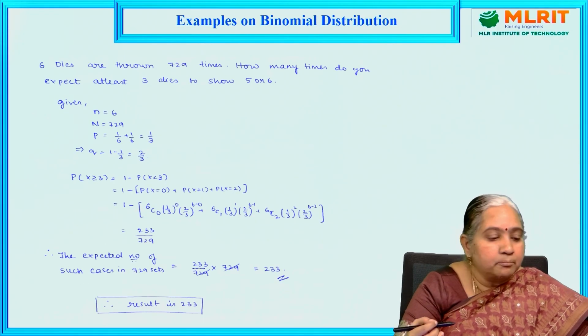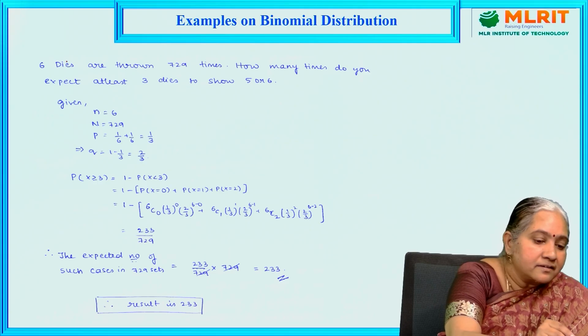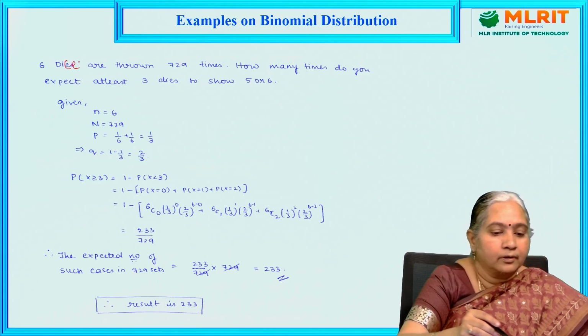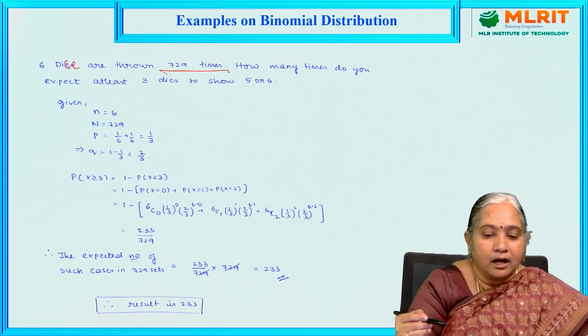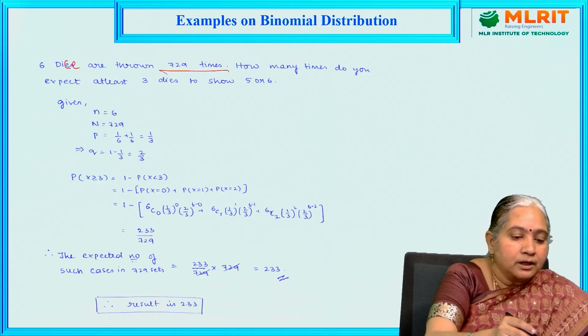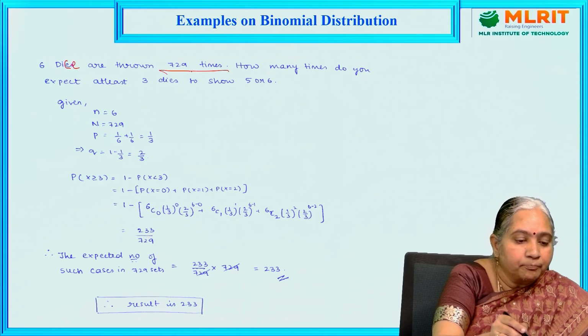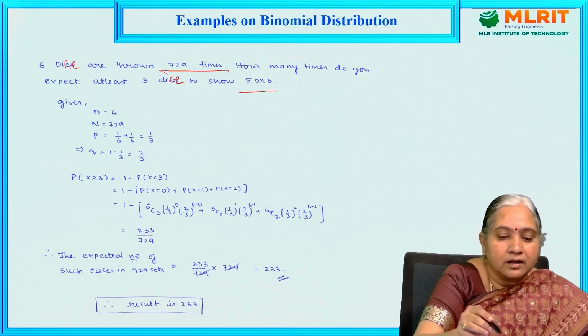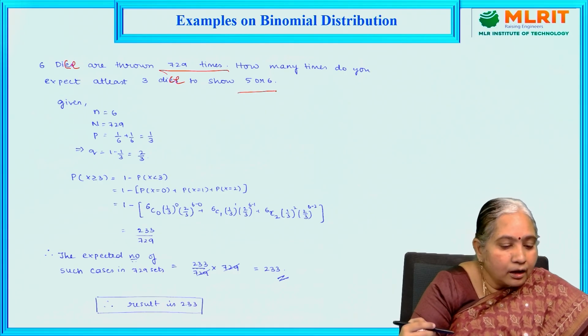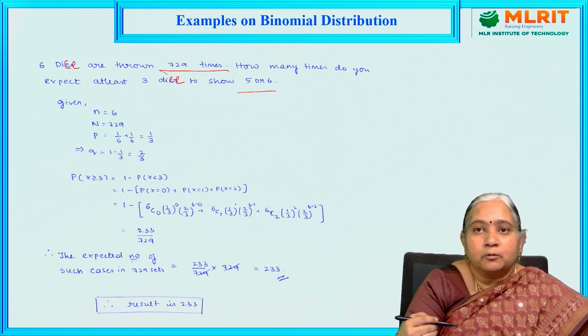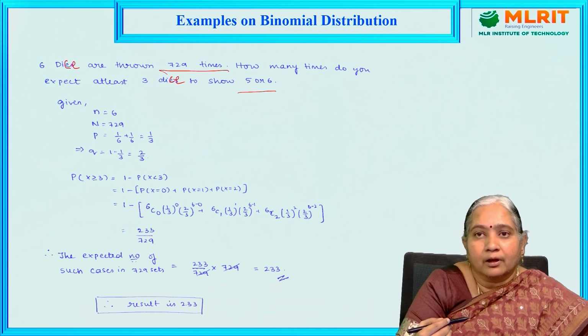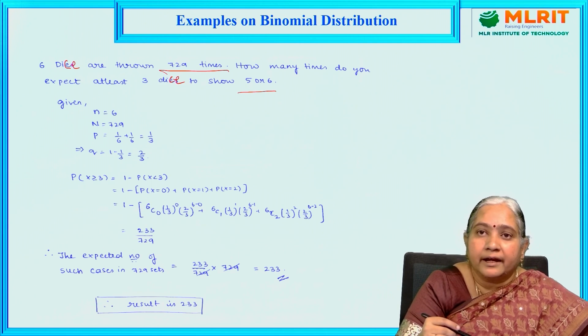The next example, 6 dice are thrown 729 times. How many times do you expect at least 3 dice to show 5 or 6? Suppose a die is thrown, then the sample space contains 1, 2, 3, 4, 5, 6 outcomes. These are the possible outcomes.